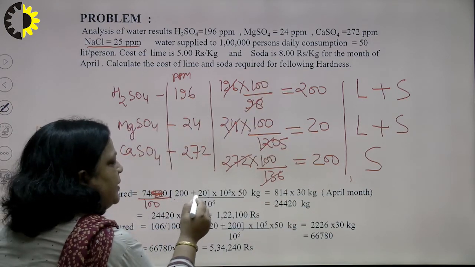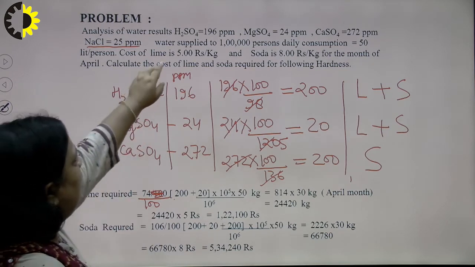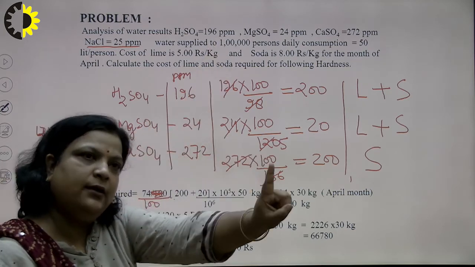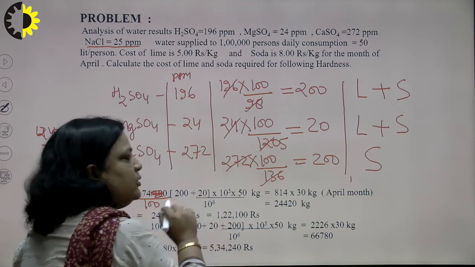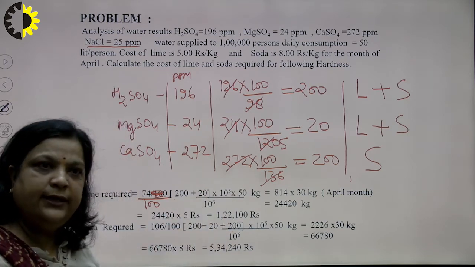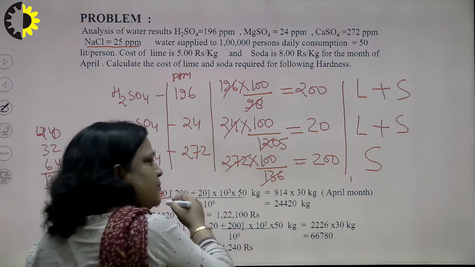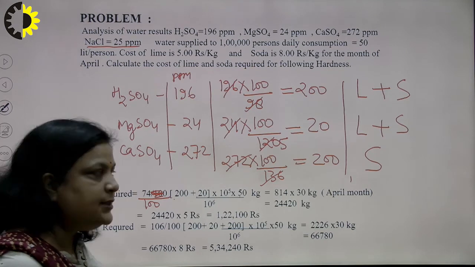So (200 + 20 + 200) × 10^5 persons are there, and 1 person requires 50 liters. So 10^5 persons require 50 × 10^5 liters. Clear? Now this value comes in mg, because ppm is 1 milligram per liter.